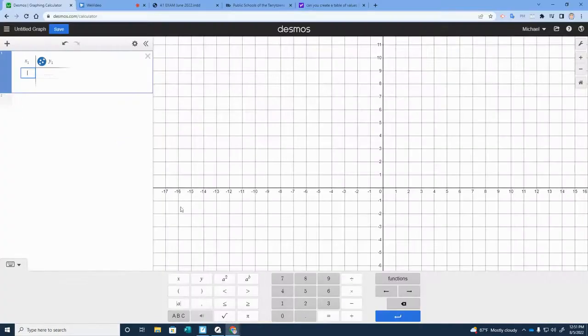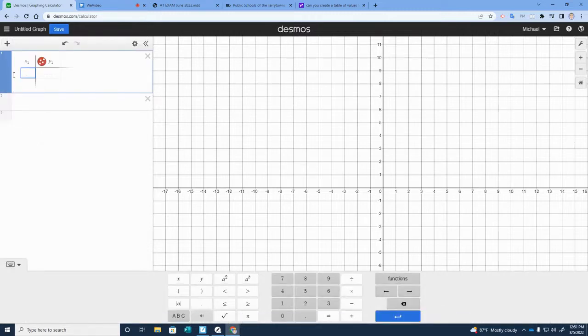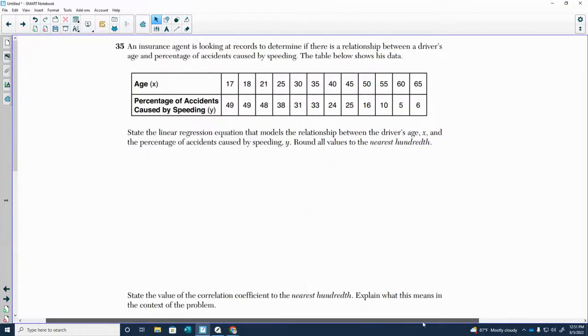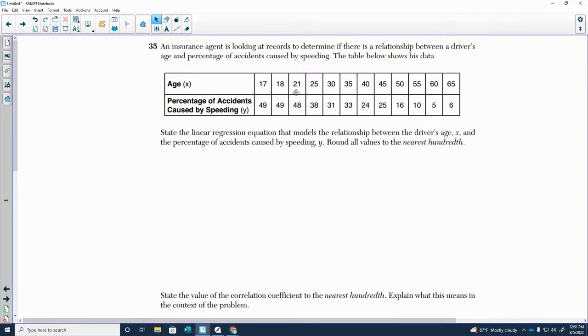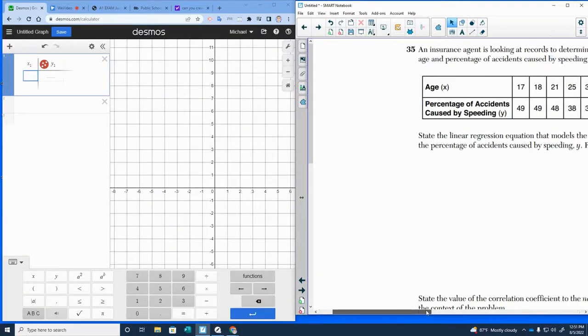So I'm going to move over to my DESMOS calculator, and I'm going to just hit this plus button on the upper left here, and I'm going to add a table. And I can see automatically it assigned my X values as my X1s, my first list, and my Y values as my Y1s. All right, let's see if I could get this half screen and move this over here so I could see the numbers as I type them in.